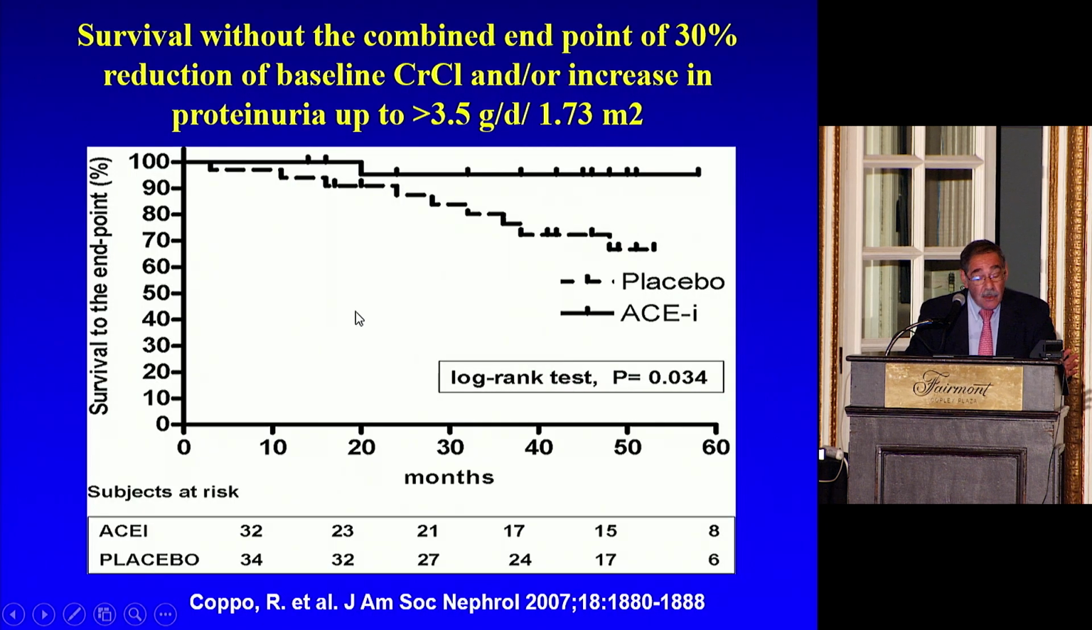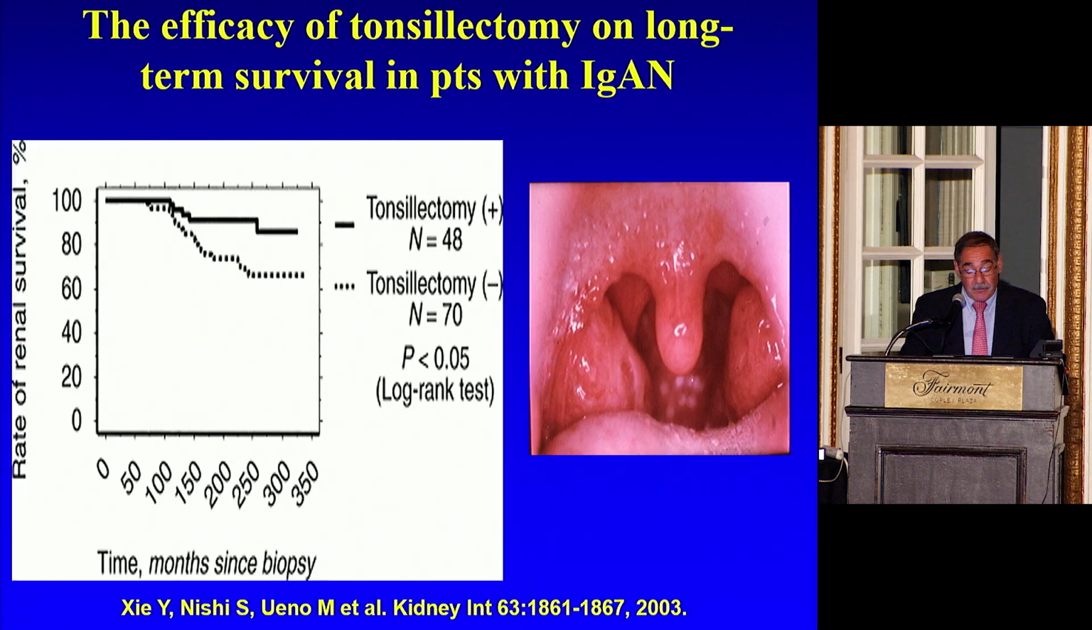If you look at Rosanna Coppo's stuff, same thing. In Italy here, you're looking at progression. This is survival here, that if you have the ACE inhibitor added on, you do much better than if you have the placebo or other antihypertensives. So that's clear cut. This young person at 19 should definitely be on an ACE inhibitor or an ARB.